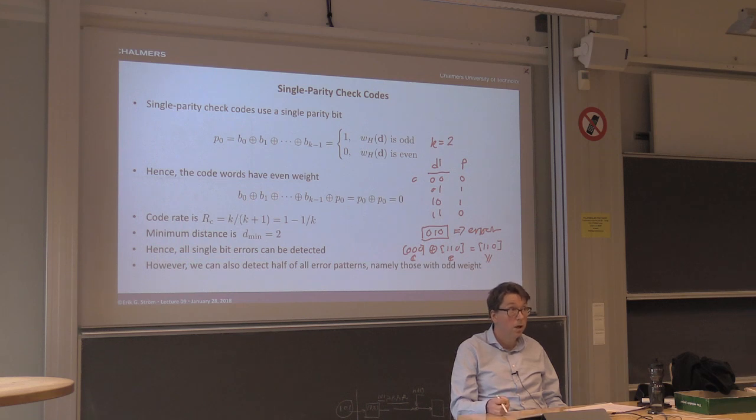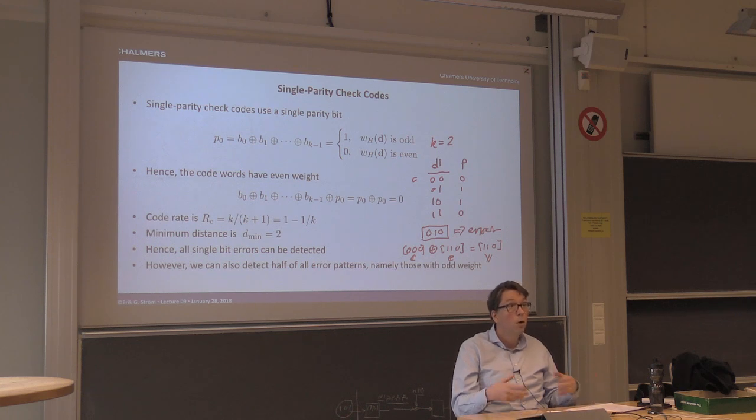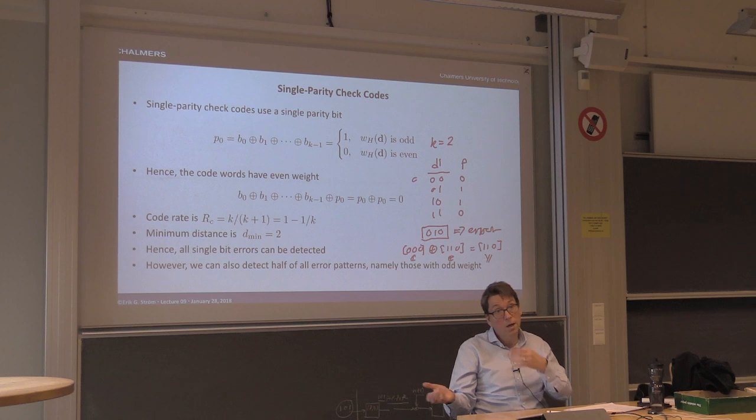3-bit errors can be detected. 4-bit errors cannot be detected. As a matter of fact, all error patterns with an odd number of errors will be detected. All error patterns with an even number of bit errors will not be detected. So half of them we can handle and half of them we cannot handle.